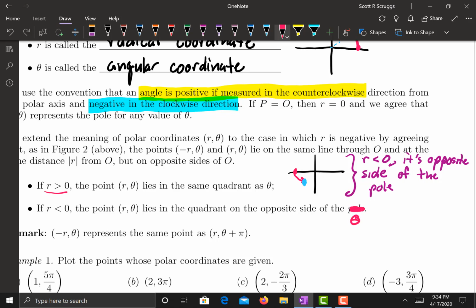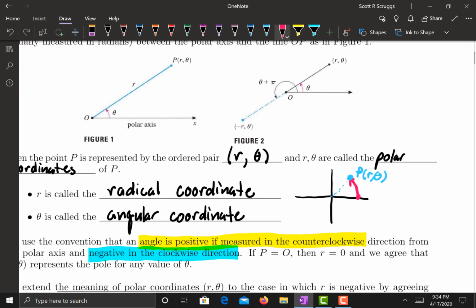And then if the radial coordinate is negative, it's going to lie on the opposite side of the angle theta. And so that's how I'm thinking of it. Now, one thing I do want to note, and I'll say this from part 2.